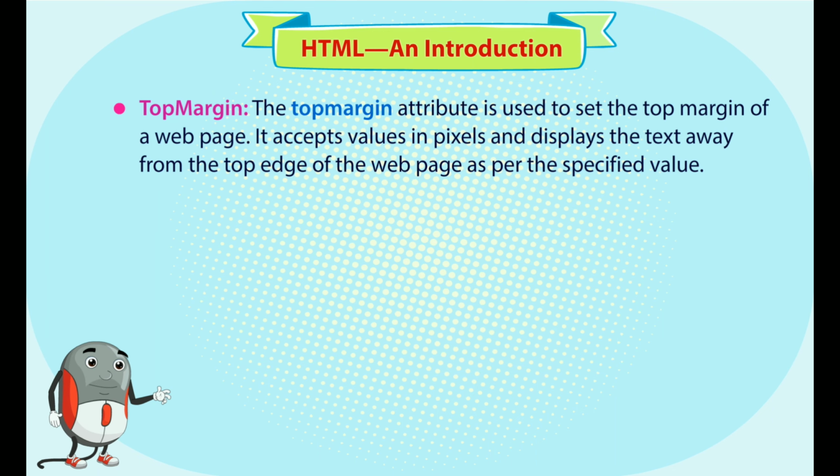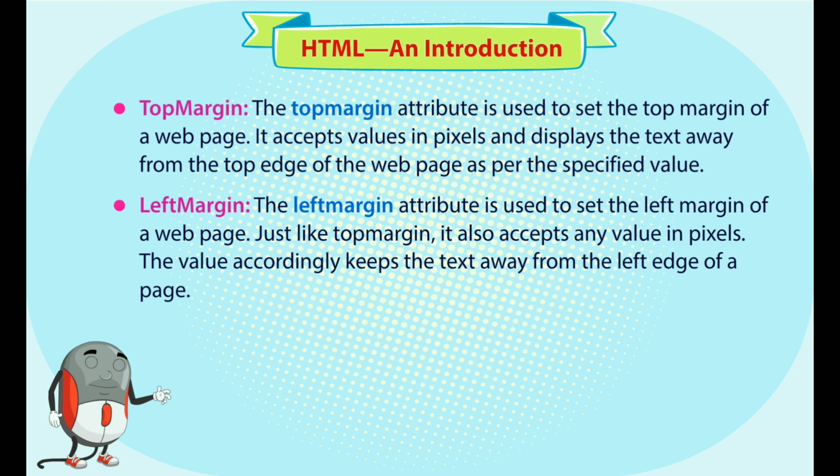Top margin. The top margin attribute is used to set the top margin of a web page. It accepts values in pixels and displays the text away from the top edge of the web page as per the specified value. Left margin. The left margin attribute is used to set the left margin of a web page. Just like top margin, it also accepts any value in pixels. The value accordingly keeps the text away from the left edge of a page.